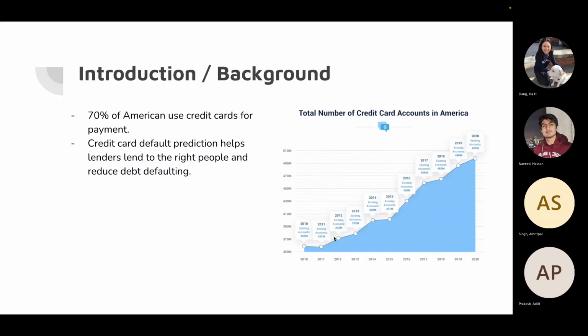So first, some introduction on our problem. 70% of Americans use credit cards for their regular transactions. And via using their credit cards, they also generate credit scores, which those who loan money also use to assess the risk of consumers defaulting on their credit card statements. And so it's important to assess credit card default risk so that lenders can best identify who to loan money out to, and buyers can also best represent themselves via their credit scores.